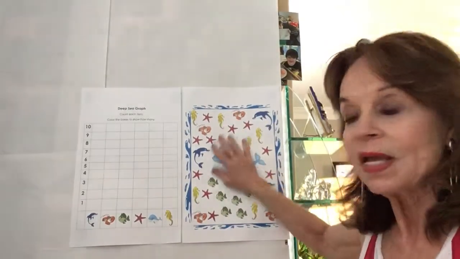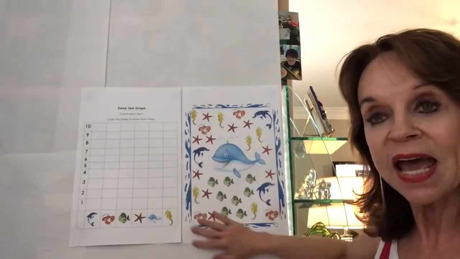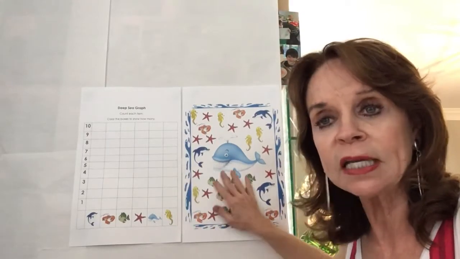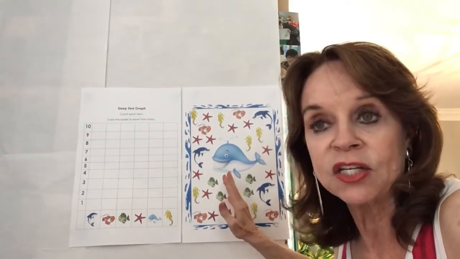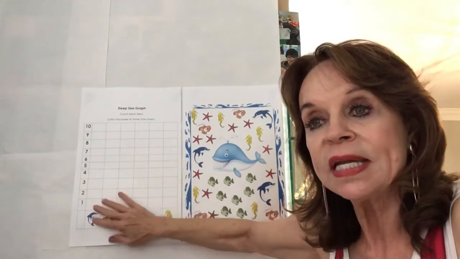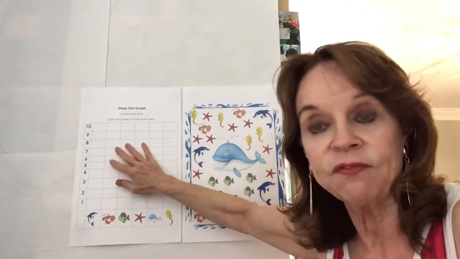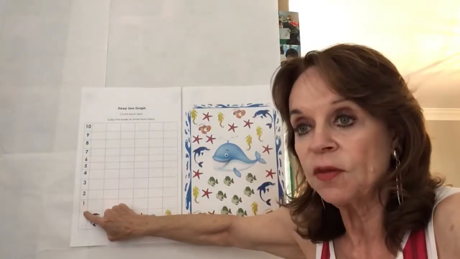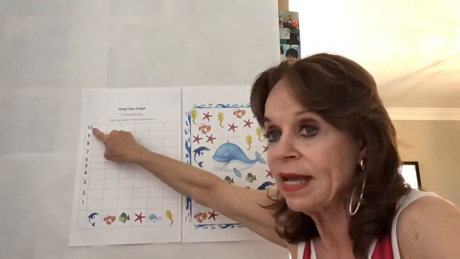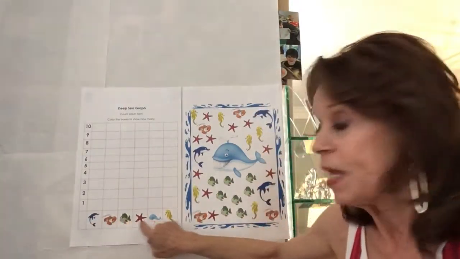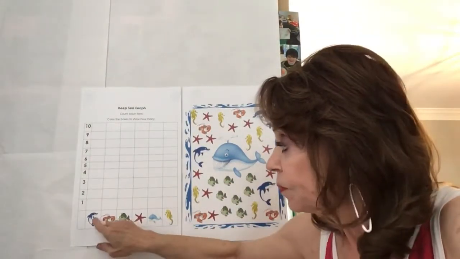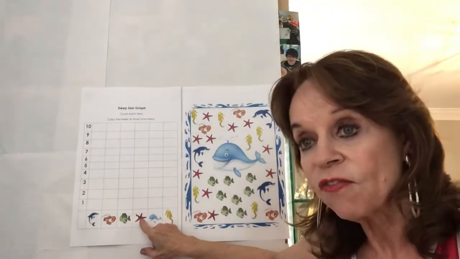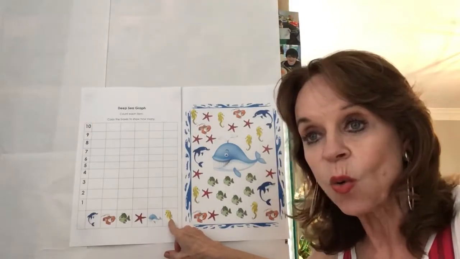Well, over here I have a giant picture that has all sorts of ocean creatures in it. And just by looking at this, I don't know how many I have of each. But if we make a graph, we can tell exactly how many of each kind of fish we have. On this side of the graph, you've got your numbers. They start at the bottom, go all the way up to 10. Down here, we have the different kind of sea creatures. We have a dolphin, a crab, a fish, a starfish, a whale, and a seahorse.